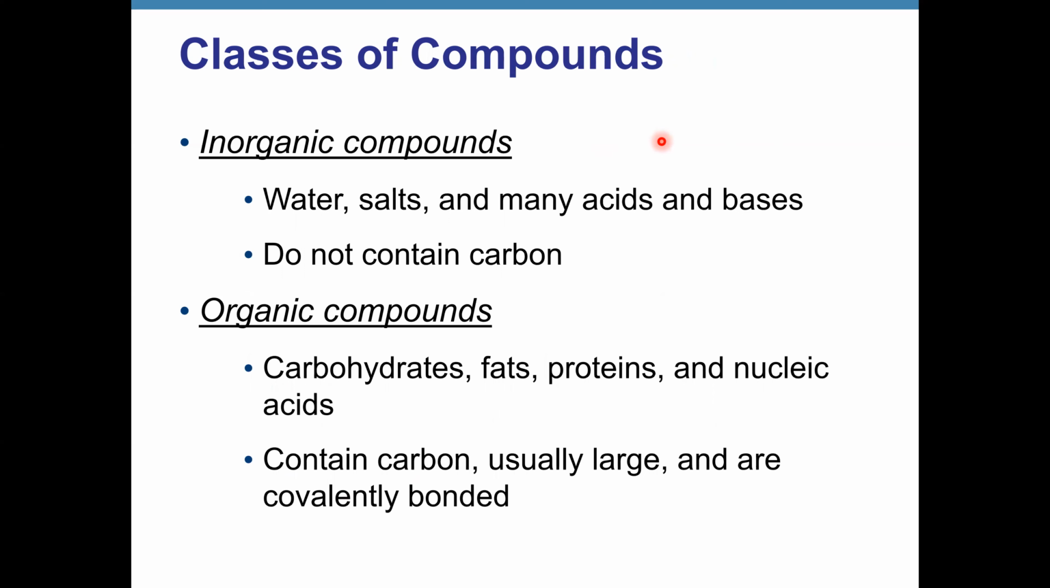Okay, now when we look at the molecules or compounds, we can divide them into two groups, inorganic compounds and organic compounds. Inorganic compounds include water, salts, many acids and bases, and they do not contain carbon. Organic compounds include carbohydrates, fats, proteins, nucleic acids, and they contain carbon. They're usually large, and carbon is covalently bonded to another carbon atom or hydrogen atom or some other atoms, maybe like sulfur or nitrogen.